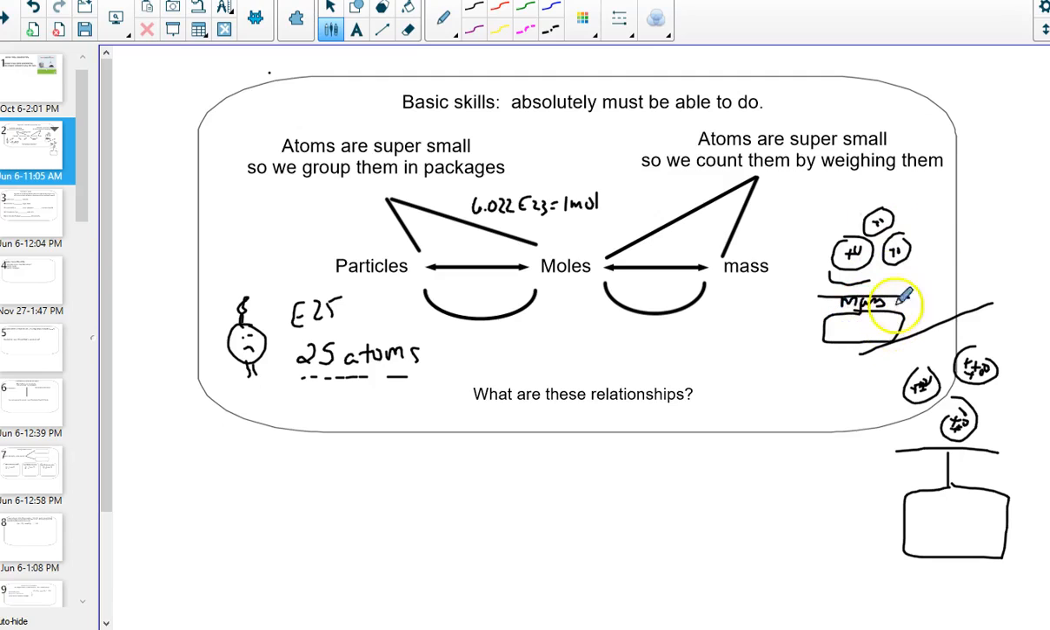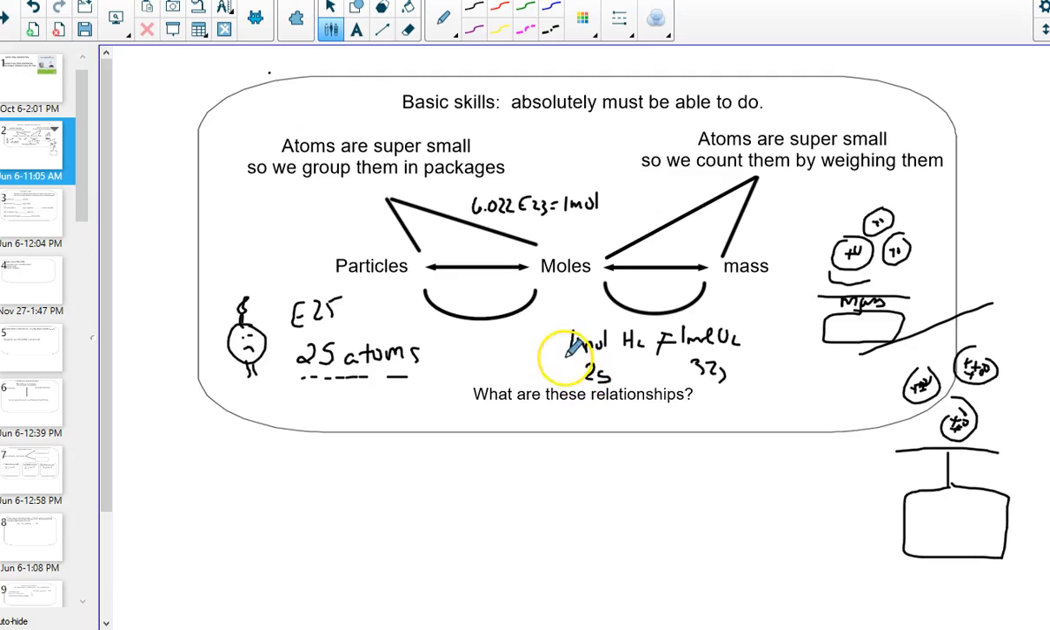So, with that being said, mass is deceiving, okay? Not everything weighs the same. 1 mole of hydrogen does not equal, mass-wise, 1 mole of O2. Now the particles are equal, but 1 mole of hydrogen weighs 2 grams, and 1 mole of this is 32 grams. So it's like 16 times heavier.